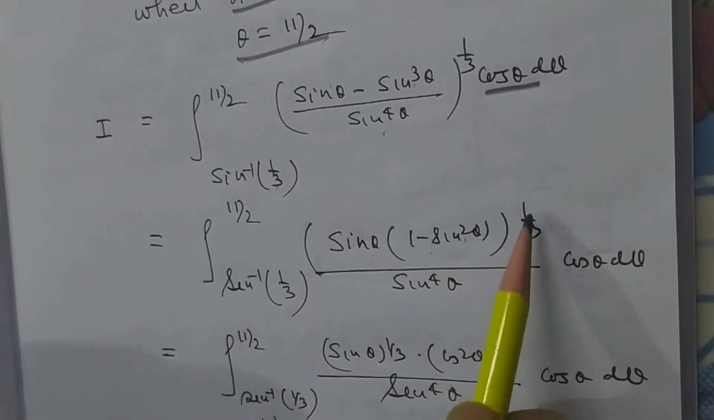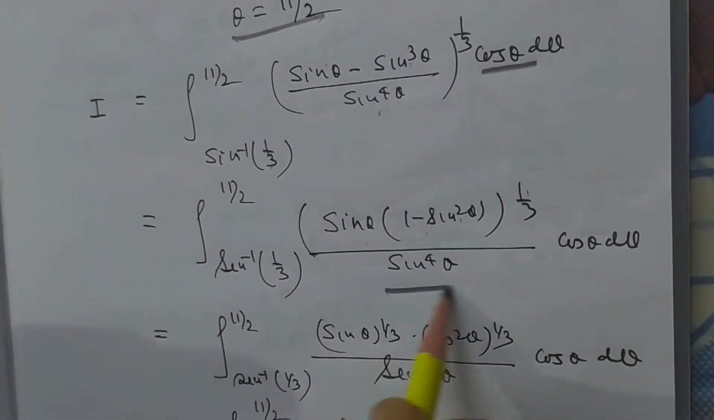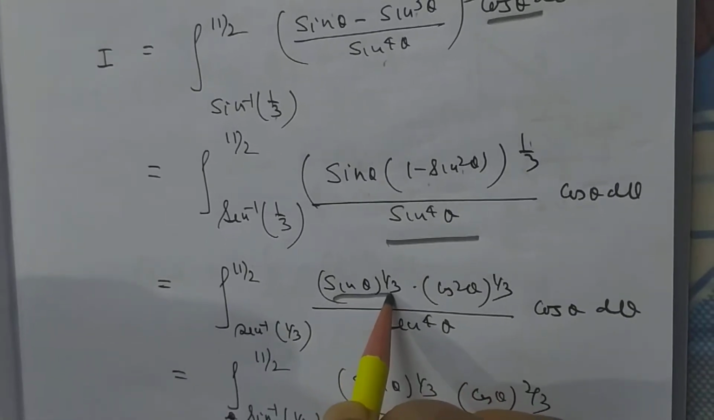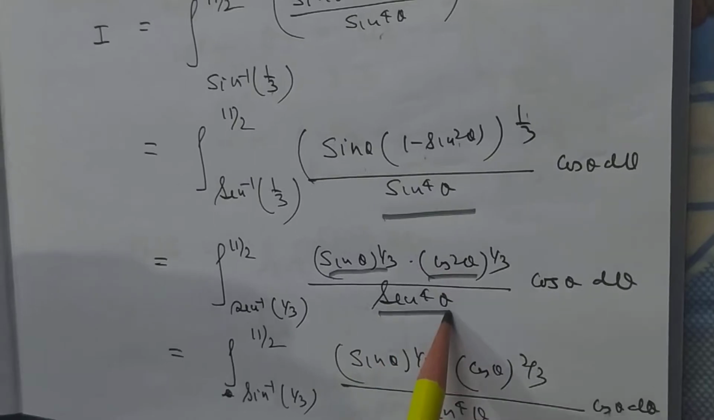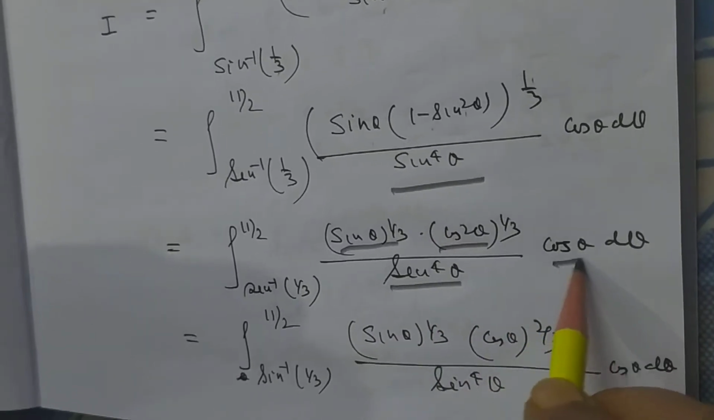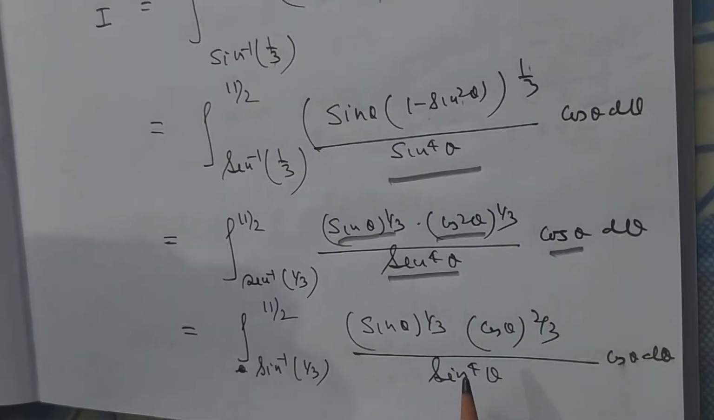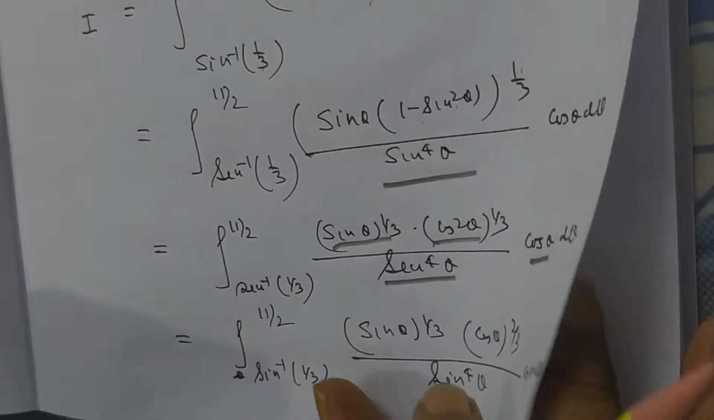It will be (1 minus sin square theta) whole to the power 1 by 3 by sin 4 theta. And it will be sin theta to the power 1 by 3, cos square theta to the power 1 by 3, over sin to the power 4 theta, and cos theta d theta. Now we change the limit.